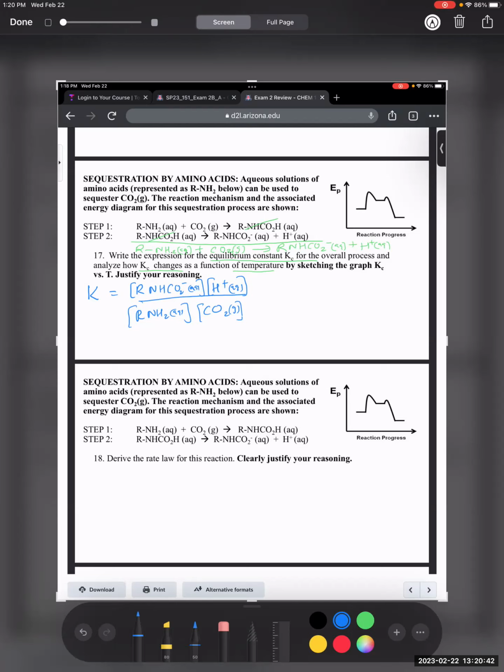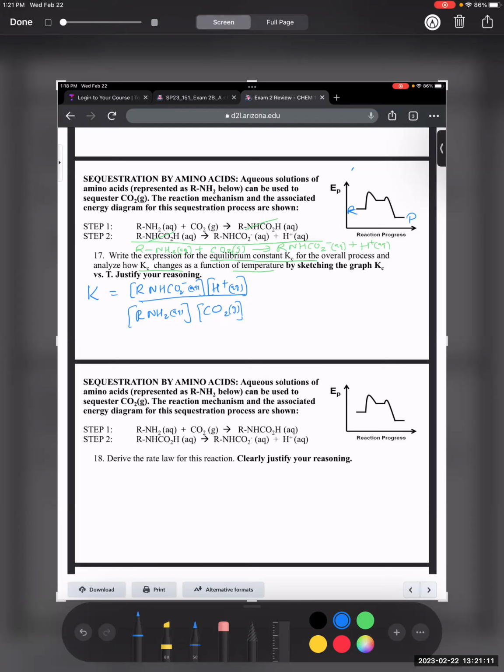And then we need to sketch the K versus temperature graph. To do that, we need to know how it behaves with the temperature, so we need the delta H and delta S values for this reaction. According to the energy diagram, we are going from a higher potential energy to a lower potential energy. Here are my reactants, here are my products. Therefore the potential energy, or the enthalpy, decreases, therefore delta H must be negative.